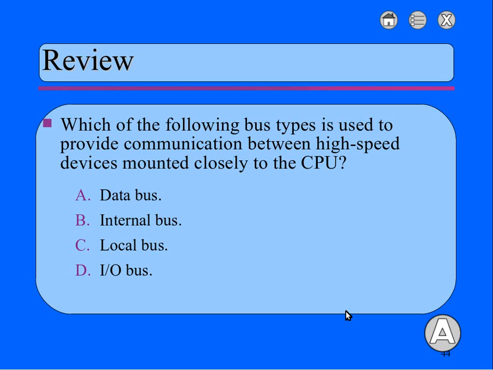Which of the following bus types is used to provide communication between high-speed devices mounted closely to the CPU? Would that be considered to be the data bus, the internal bus, the local bus, or the I/O bus? Yes, that would be the local bus because that is the high-speed communication between the CPU and the Northbridge chip.